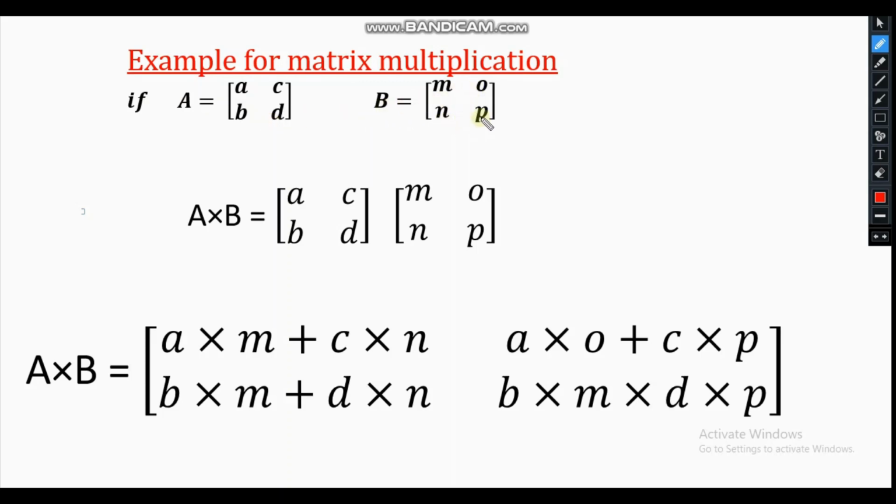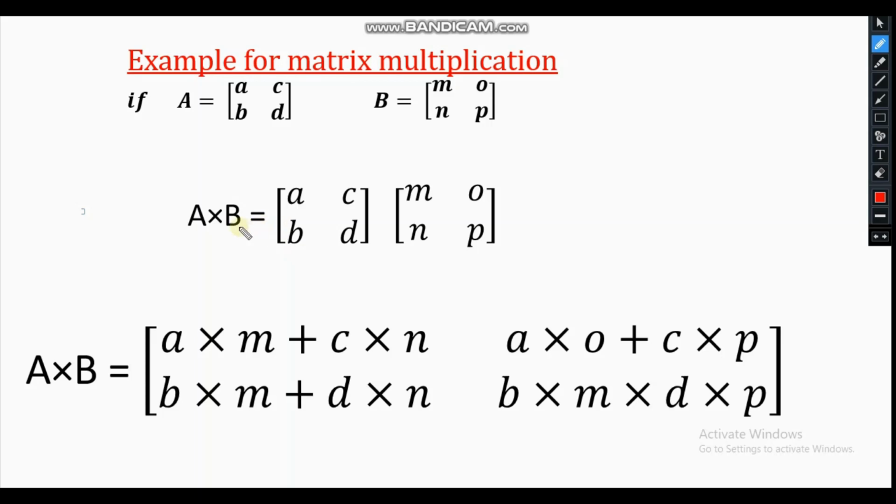and B is a matrix M, O, N, P. Now, when two matrices are multiplied with each other, we get the result by the multiplication method. Before solving the exercise, I would like to solve this example because it is most helpful for you to learn how to multiply two matrices with each other. This is the most important example.